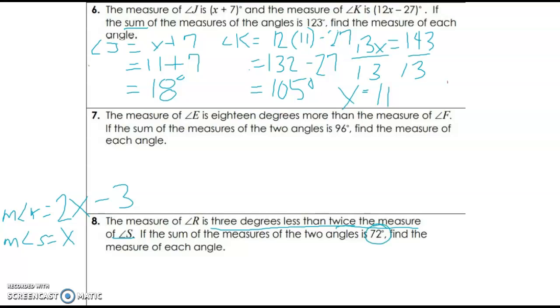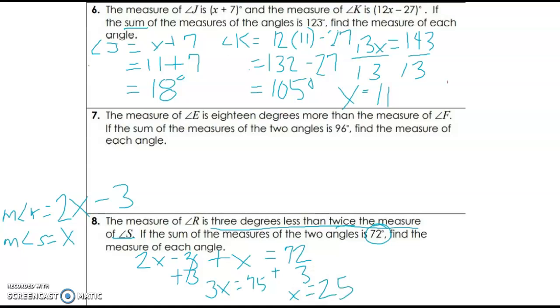Together they equal 72. So we have our measure for R, which is 2x minus 3, that's the expression we wrote, plus the measure of S, which we represent with x right now. Together they equal 72. We're going to add 3 to both sides of our equation. We have 2x plus x is 3x equals 75. Divide by 3, and that means that x equals 25.